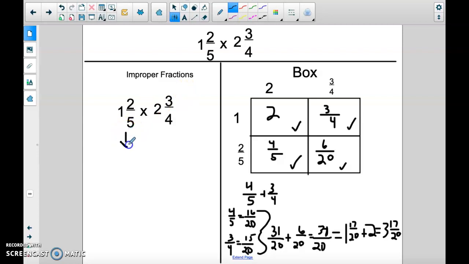I'm going to turn this into my improper fraction, so that'll be 7/5. And guess what? I'm going to do the same thing here. Crazy, I know. And that's going to be 11/4. That's going to be equal to 77/20, which is equal to 3 17/20.